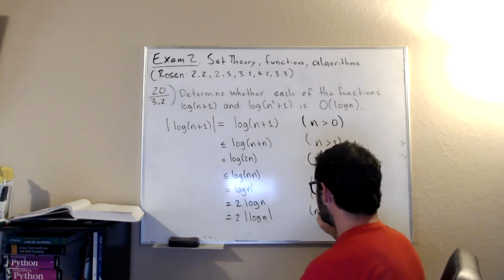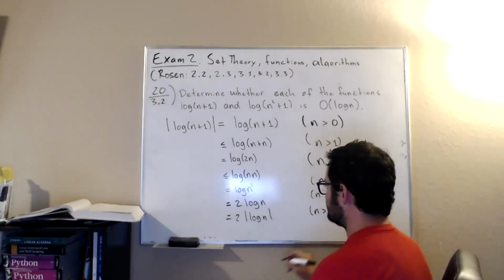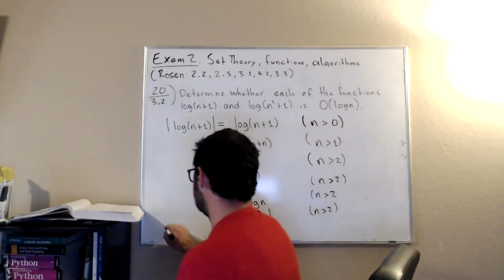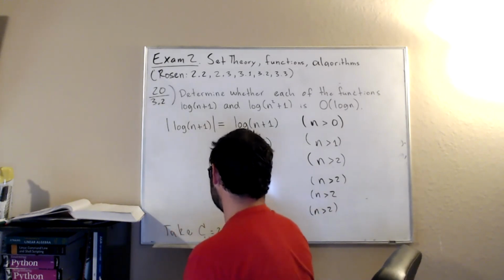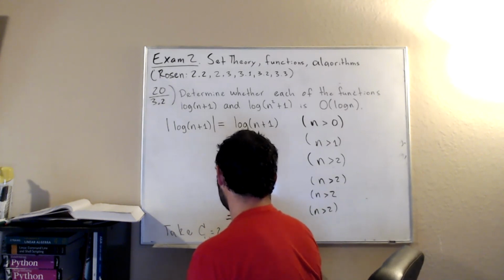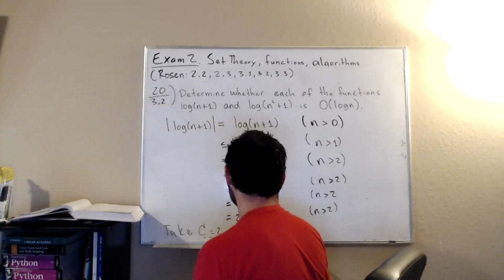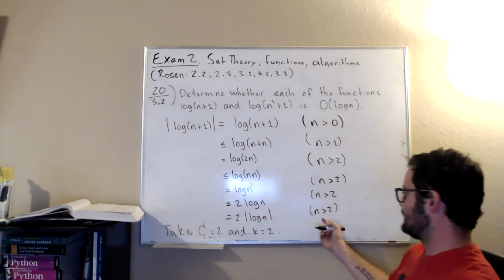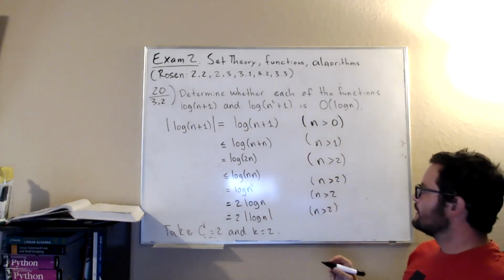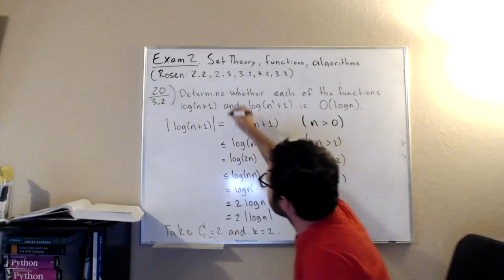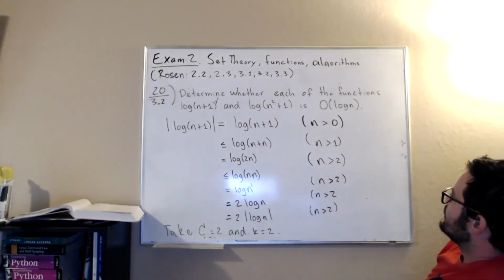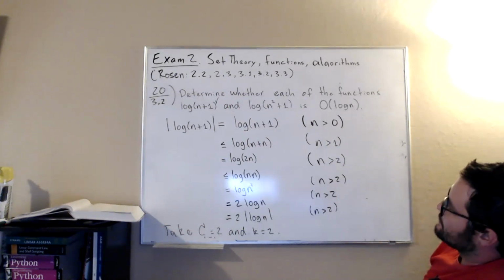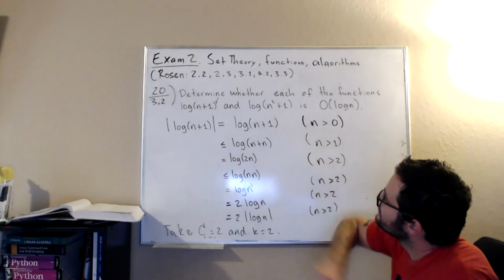Right. Okay. So then our witnesses would be, we'd say, take C equal to 2 and K equal to 2. That's our constant, that's our K there. So yes, this one can be big O of log n. And I think the same argument is going to work for this one as well.